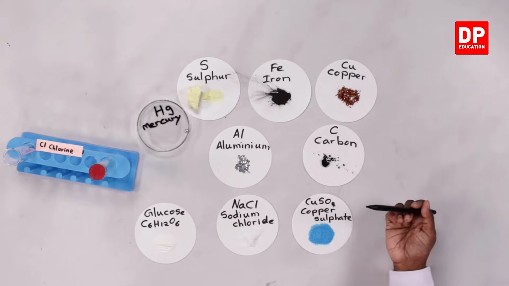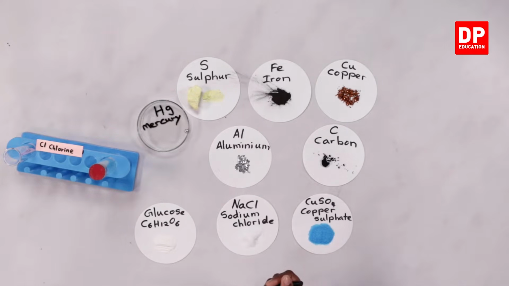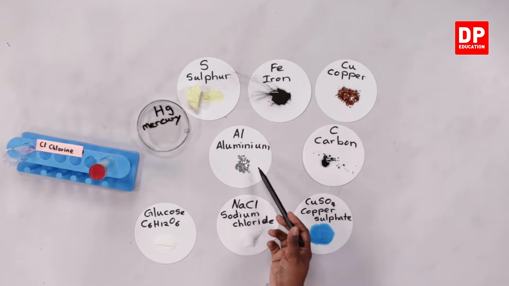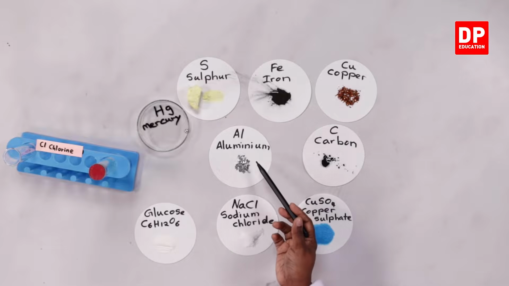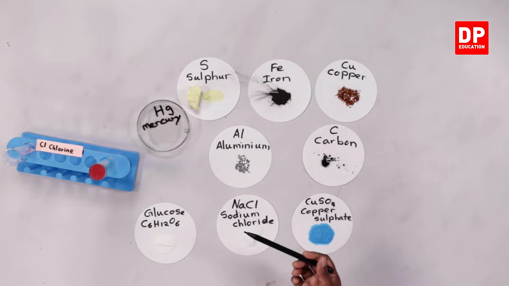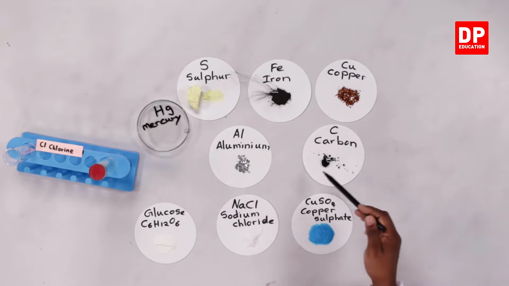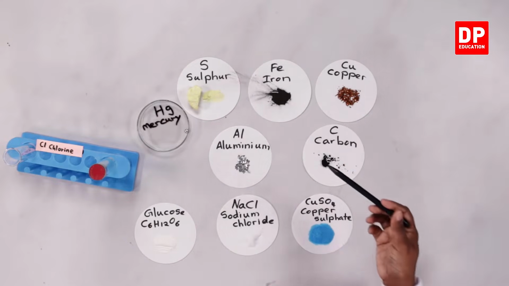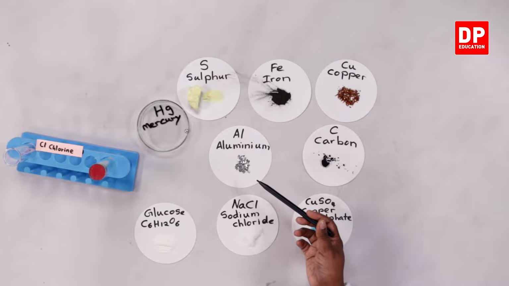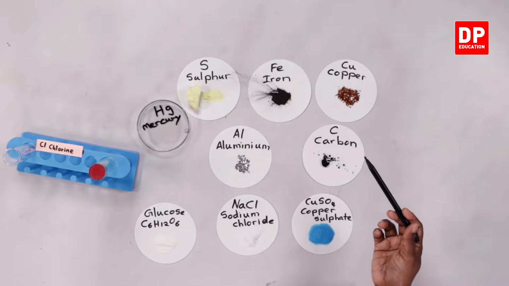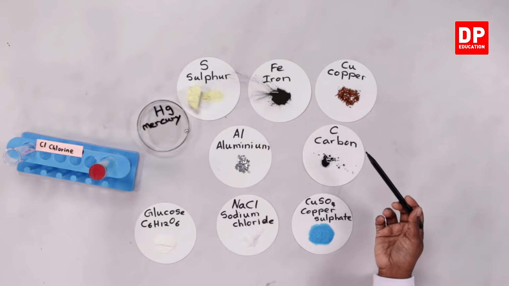So this is again an element. Then we have aluminium, Al. That is again a silvery shiny metal, an element. So that is aluminium. All these, now these 5, copper, iron, sulfur, carbon and aluminium, they are elements and they are all in the solid form.